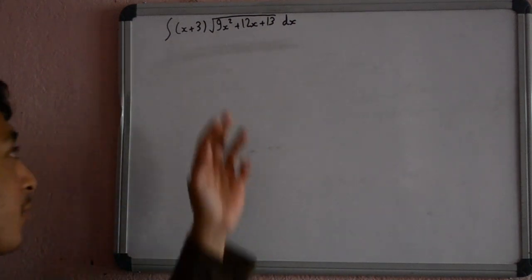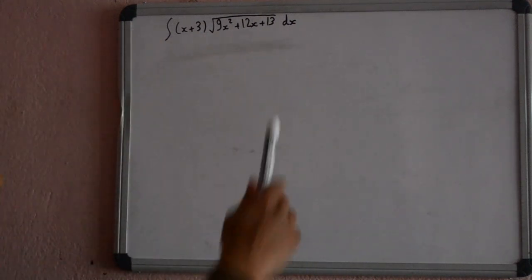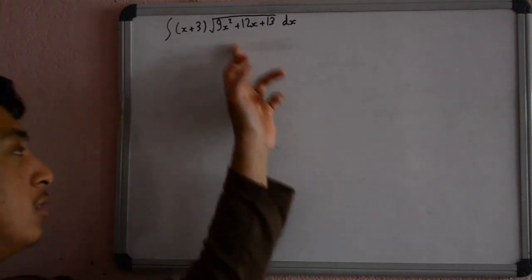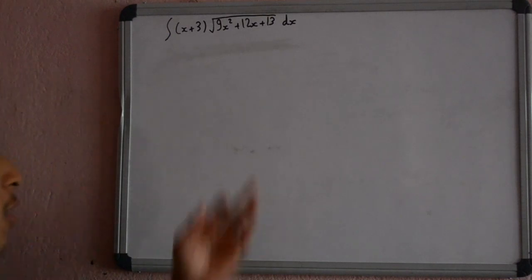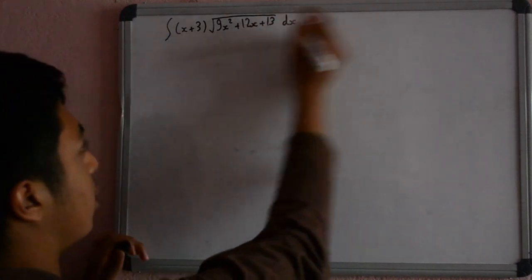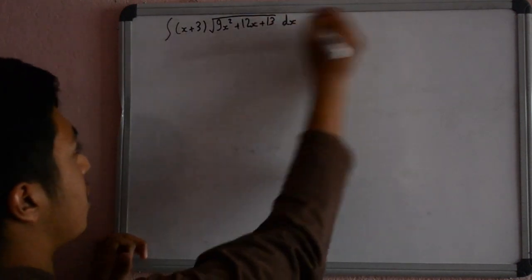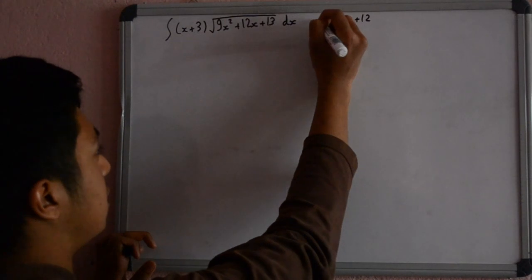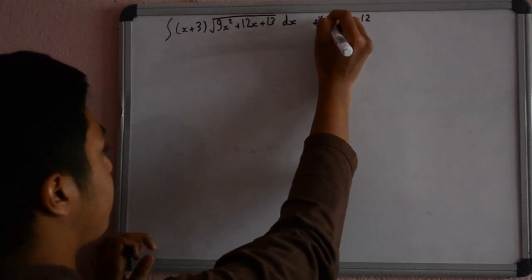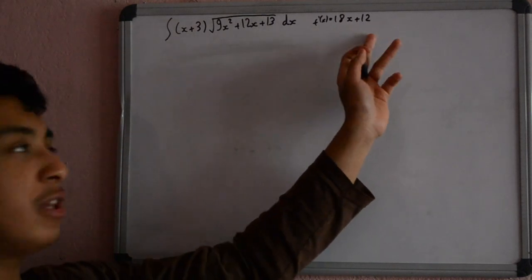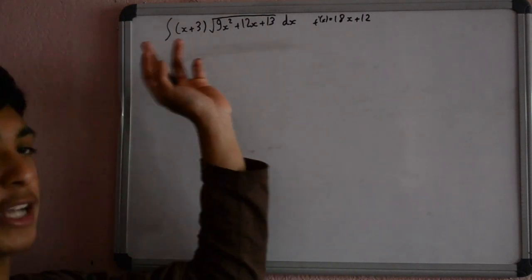Well, for these types of integrals, always look at the function inside of the root and look for its derivative. Now, the derivative of this 9x squared plus 12x plus 13 will be 18x plus 12, right? That's our derivative. And as you can see, we have 18x plus 12, but over here we just have x plus 3.